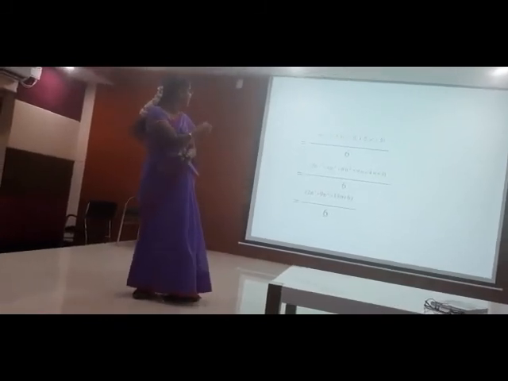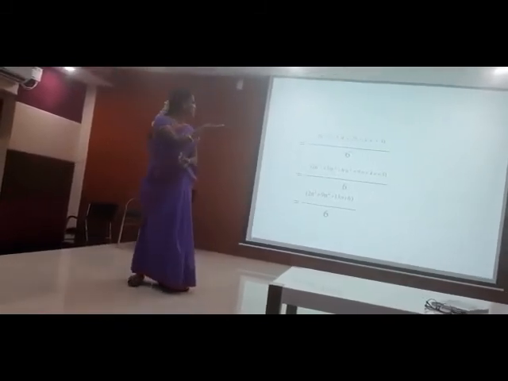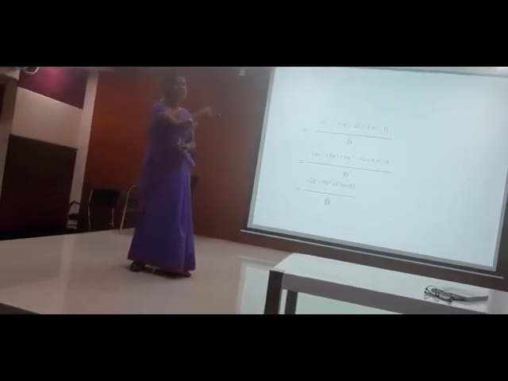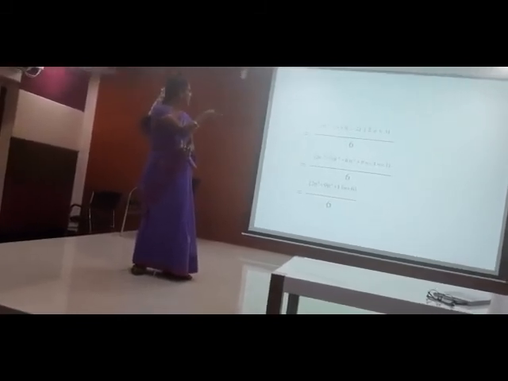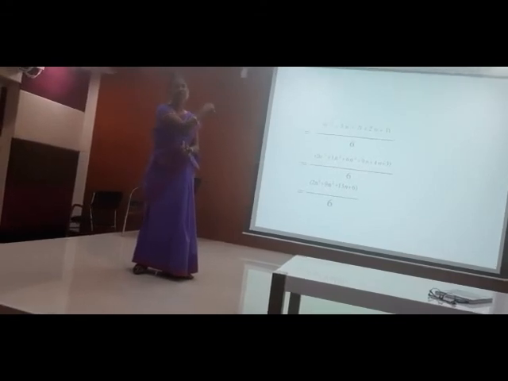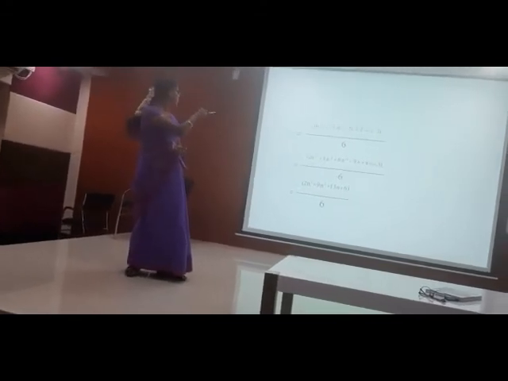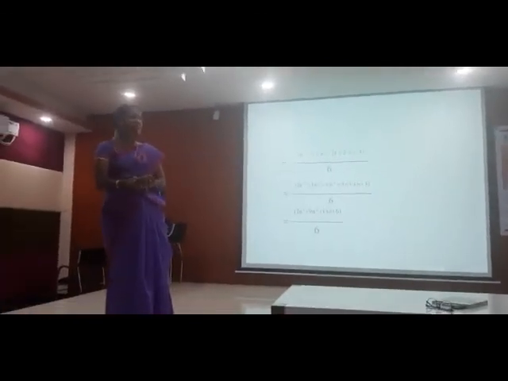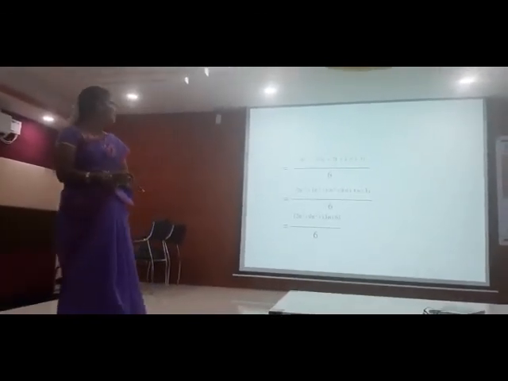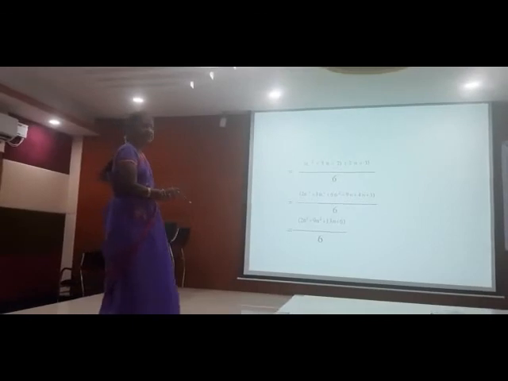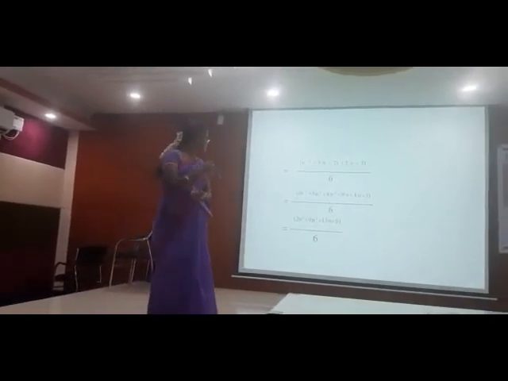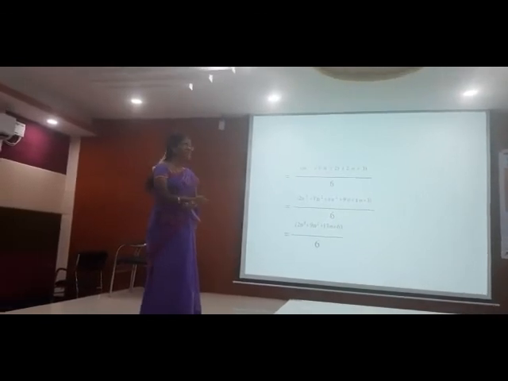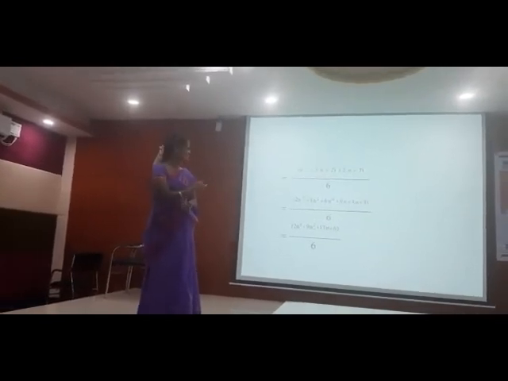When you again simplify this: n square multiplied by 2n plus 3, 3n multiplied by 2n, 3n multiplied by 3, 2 multiplied by 2n, 2 multiplied by 3. So totally you will get 2n cube plus 3n square plus 6n square plus 9n plus 4n plus 6, divided by 6. That is equal to 2n cube plus 9n square plus 13n plus 6 divided by 6.